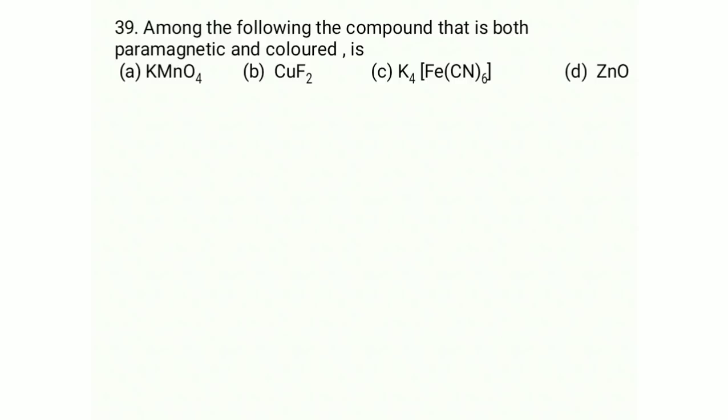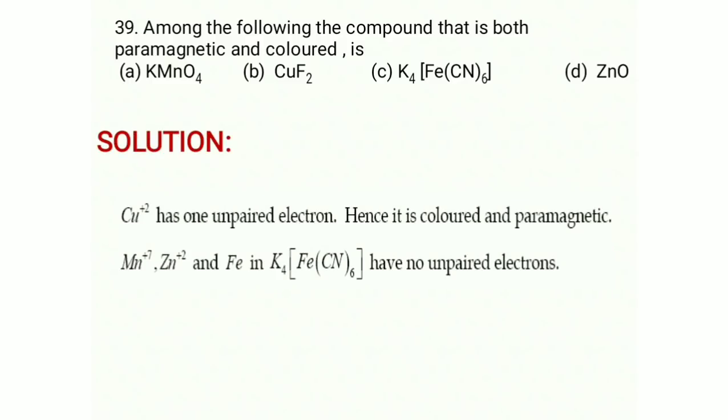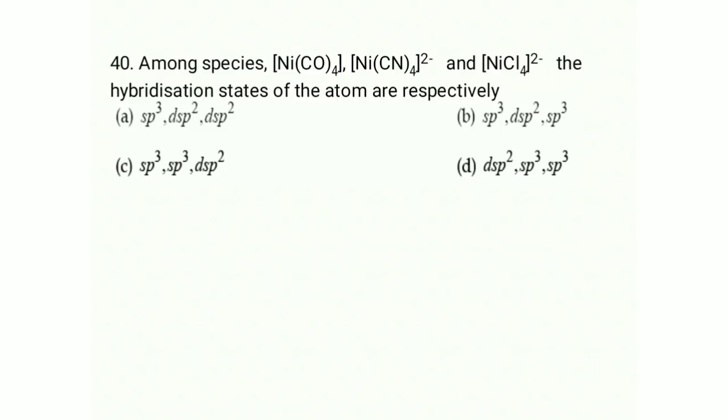But CuF2 is the only formula where copper is in the +2 oxidation state. That is a 3d9 configuration, so it is paramagnetic and also colored. So the answer for that question is, remember, B. CuF2 configuration you can see has one unpaired electron, the remaining have no unpaired electrons. So the answer is B.